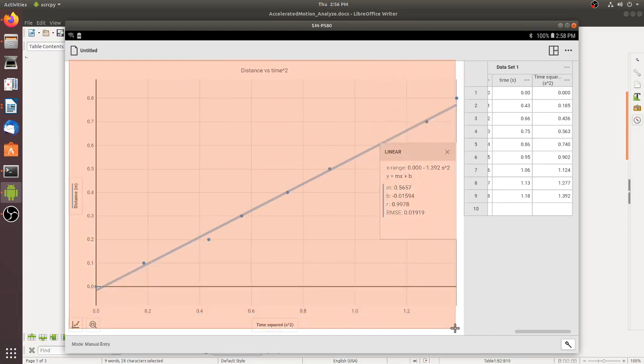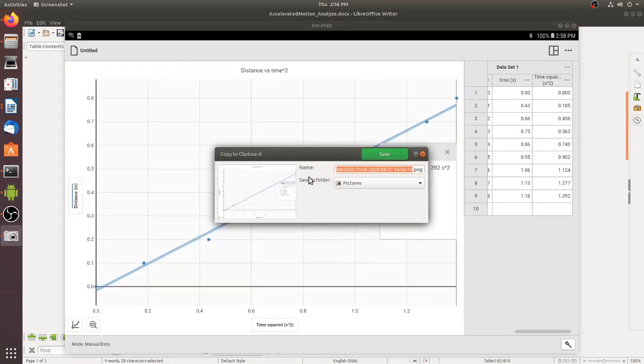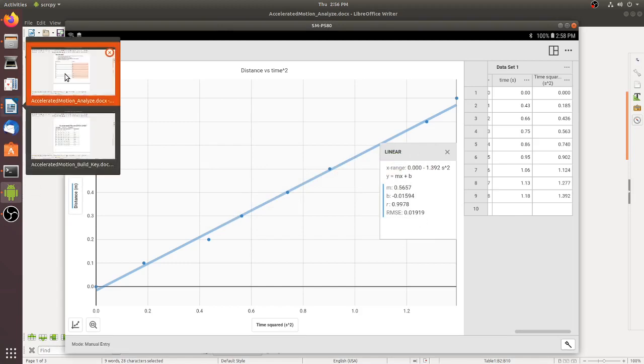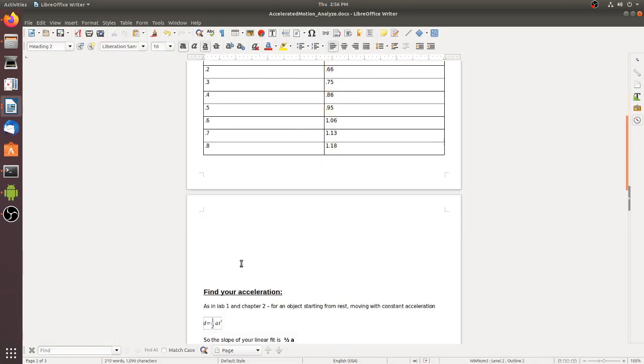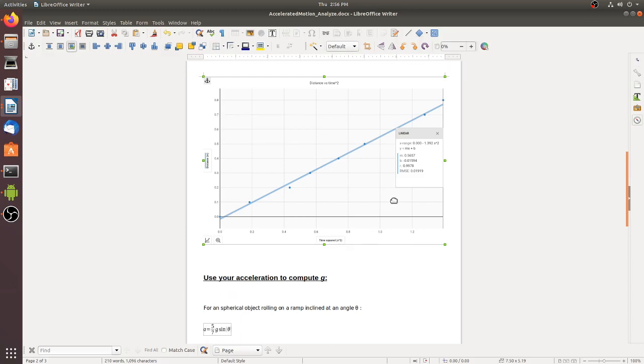And try to get all the units and labels and everything. I think it put it on my, oh, there's copy to clipboard. Okay, I think it's there. So now I'm going to go back to my lab write-up for this week. Where is it? Right here. Here's my table. And then I'm going to paste in my graph. There's my graph.